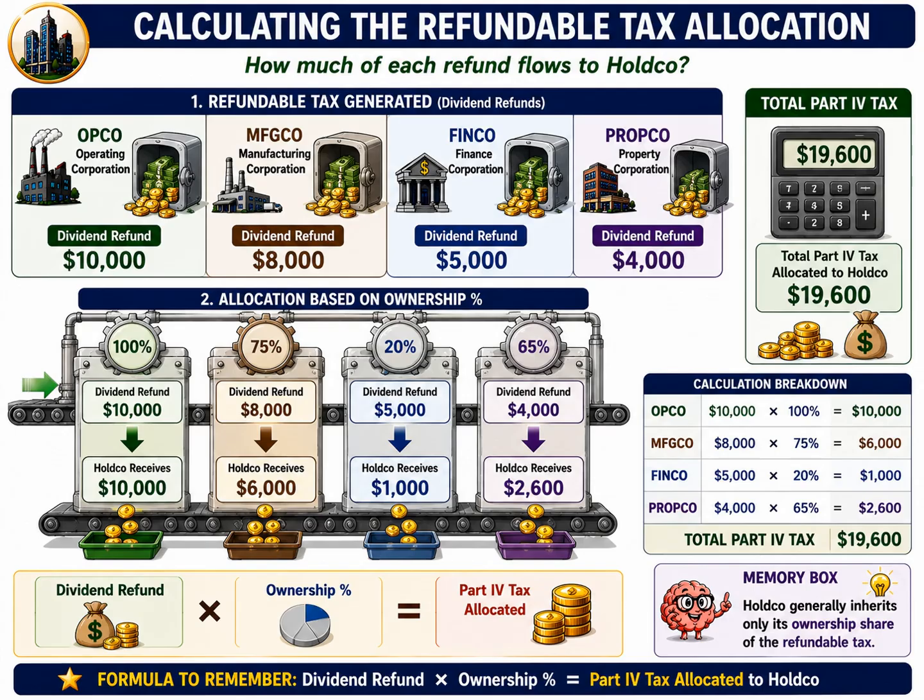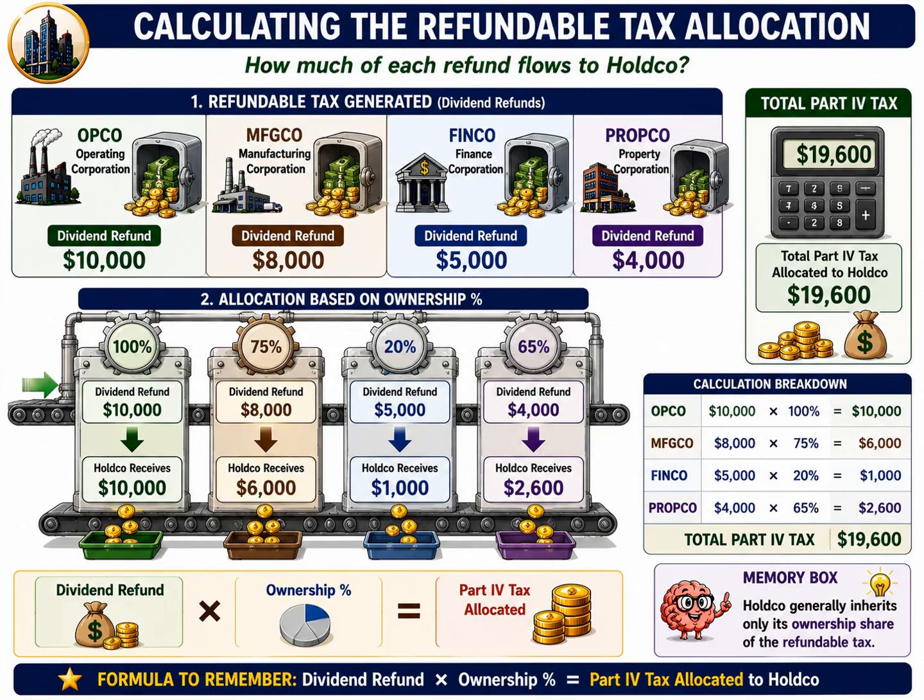That amount becomes holdco's allocated Part 4 tax from PropCo. Once all four allocations are calculated, we simply add them together. $10,000 from OpCo, $6,000 from MEFGECO, $1,000 from FinCo, and $2,600 from PropCo. The total Part 4 tax allocated to holdco is $19,600. The conveyor system in the center of the slide illustrates exactly what's happening.